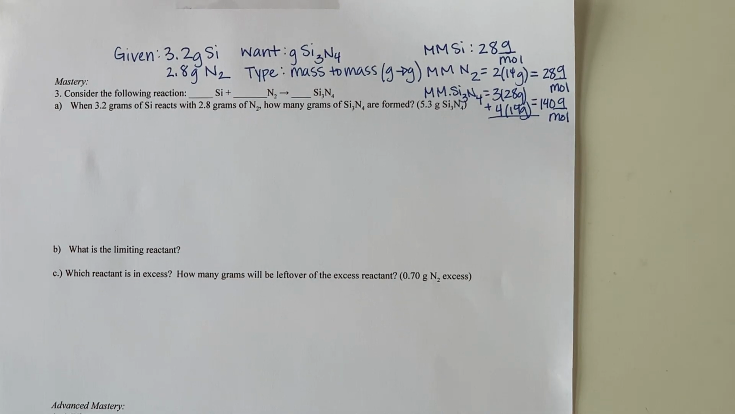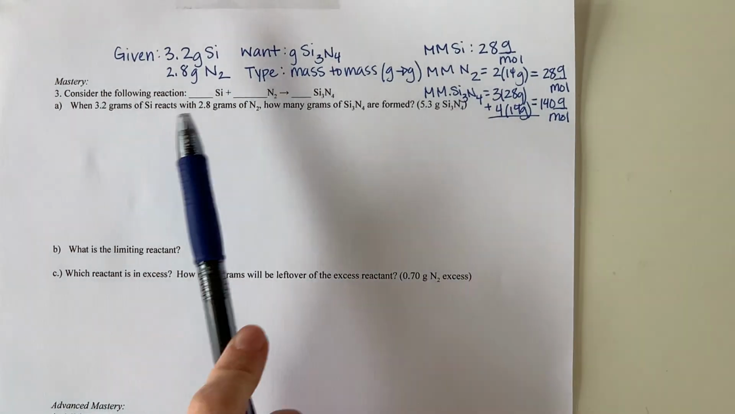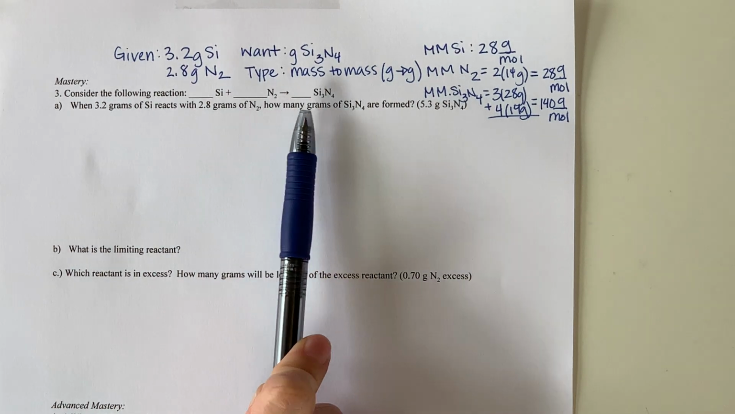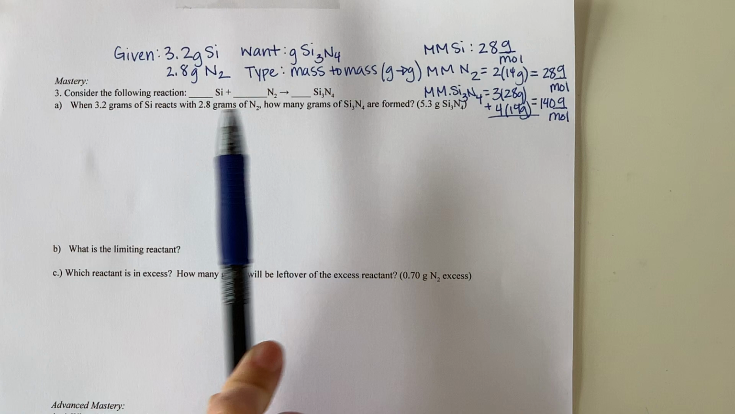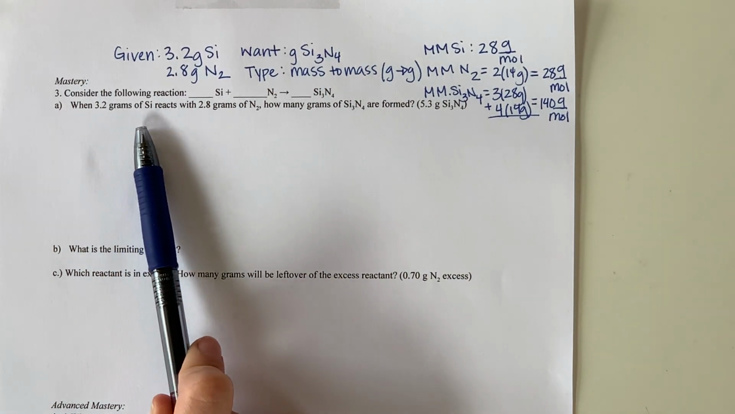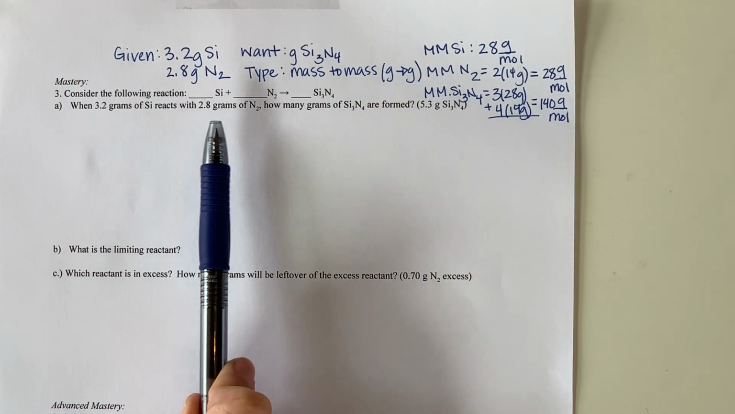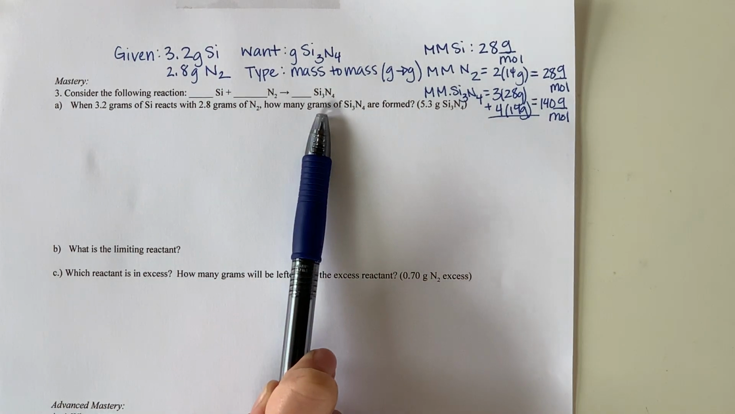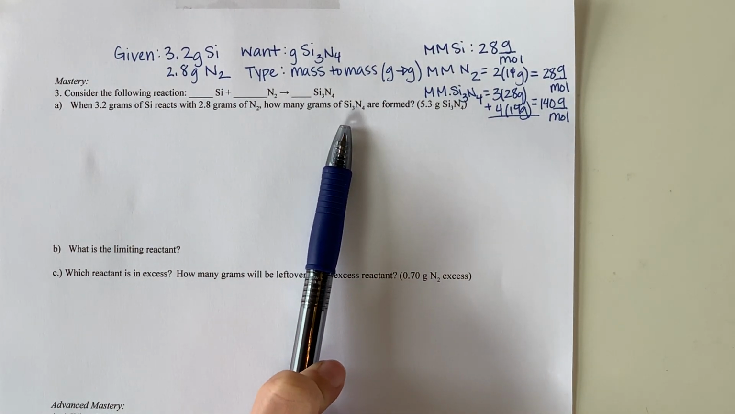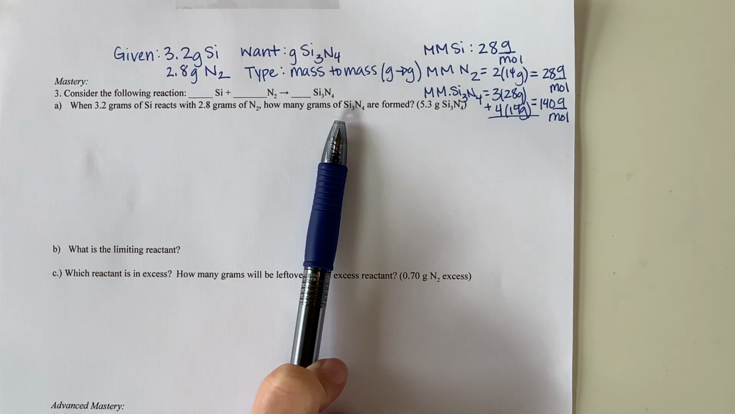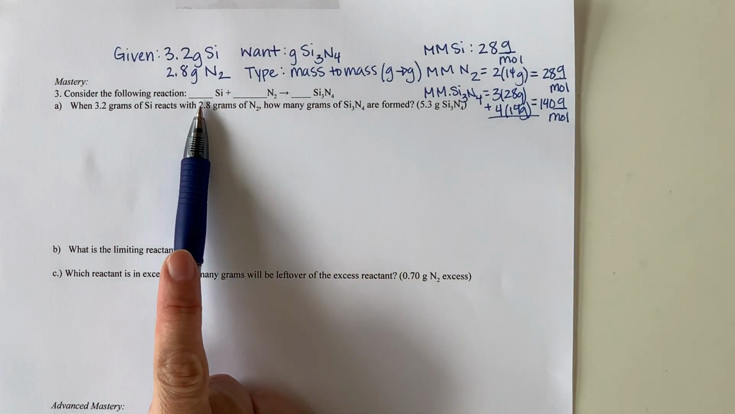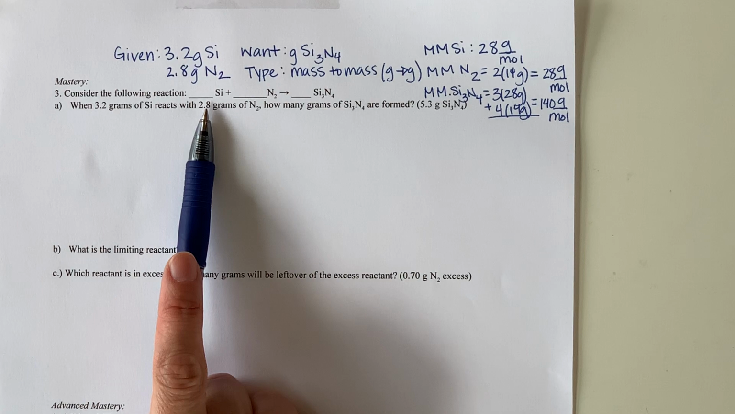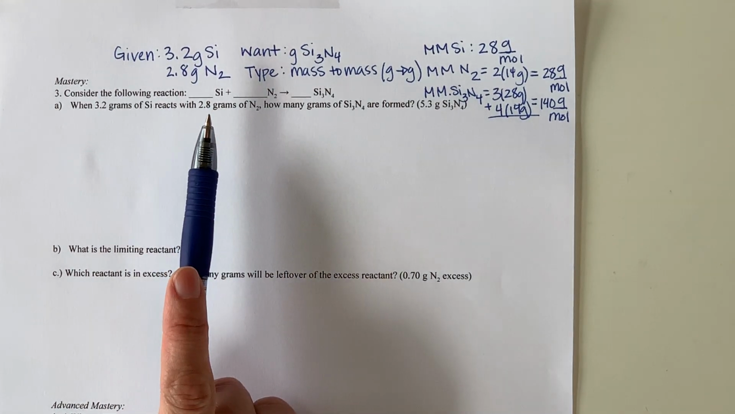Okay, so this reaction says consider the following, and it gives us silicon plus nitrogen makes trisilicon tetranitride. It says when 3 grams of silicon react with 2.8 grams of nitrogen, how many grams of trisilicon tetranitride are formed? So before I can even start this problem, I need to balance my equation. That's really important. I have to have a balanced chemical equation to be able to do this.